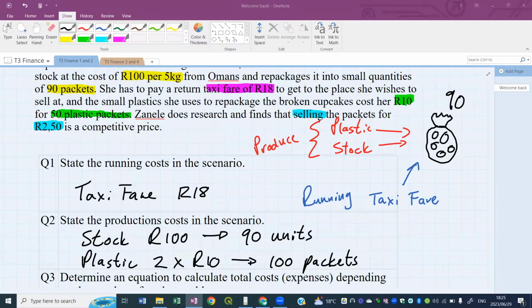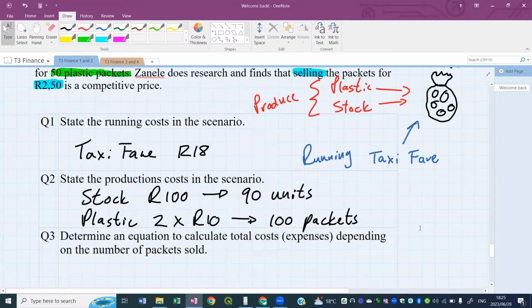So when it says here, had to pay a return taxi fee of 18 Rand, it's got nothing to do with making a packet of cupcakes. It's just transport to get her to the marketplace. But that is a cost. It's a running cost to run her business. Okay. I hope that makes sense. All right. So we're just stating the production costs here. What they're asking us to do here is to split them up into the running costs and the production costs.